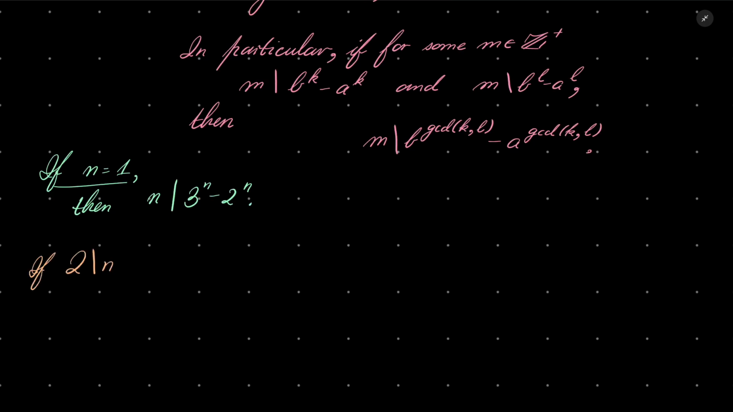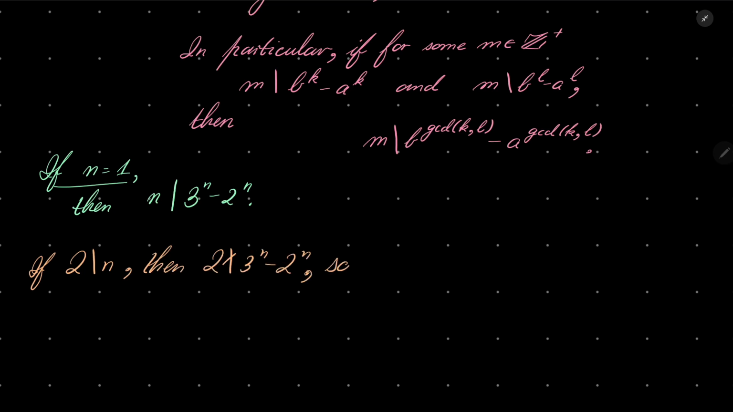Well, notice now that if 2 divides n or 3 divides n, then what exactly? Notice that then 2 cannot divide 3 to the power of n minus 2 to the power of n. If 2 divides n, then 2 does not divide 3 to the power of n minus 2 to the power of n.